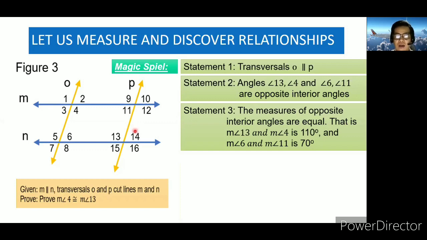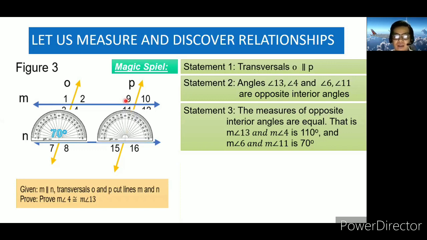So let us measure angle 6. The measure of your angle 6 is 70 degrees. So since angle 6 and angle 11 are opposite interior angles, the measures of angle 6 and angle 11 are equal. So the measure of angle 11 here is also 70 degrees. Now, for angle 13. So 13 measures 110 degrees. So since angle 13 and angle 4 are opposite interior angles, angle 4 here is also 110.